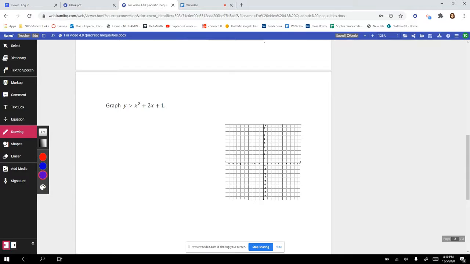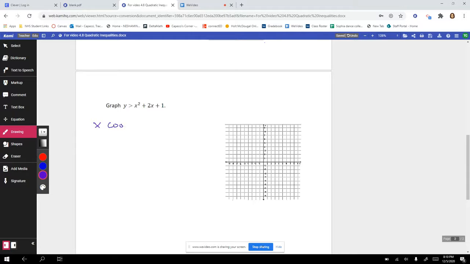Okay, let's try one. Graph y is greater than x squared plus 2x plus 1. Now, in this chapter, we have learned a number of different ways to graph a parabola. You could use a table. You could use completing the square. You can write it in vertex form. So it doesn't matter how you get there.